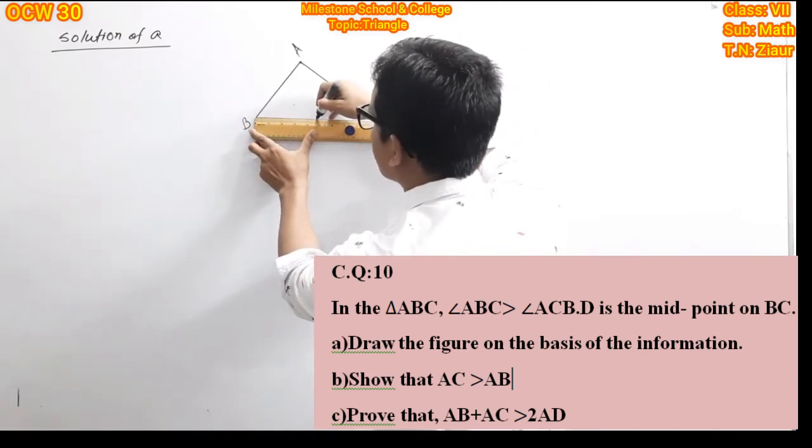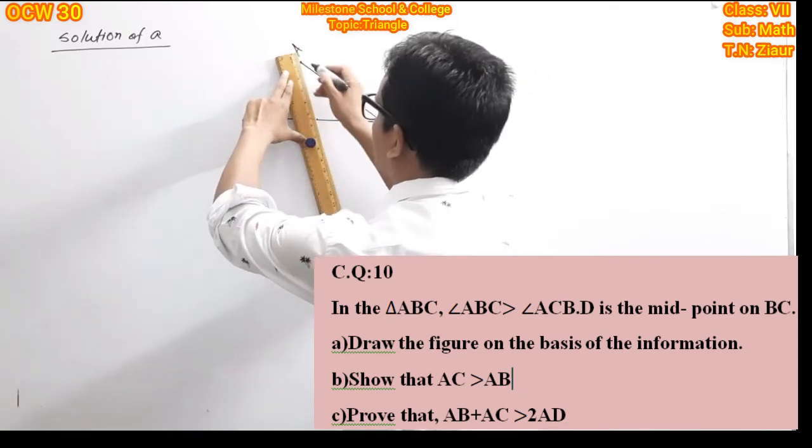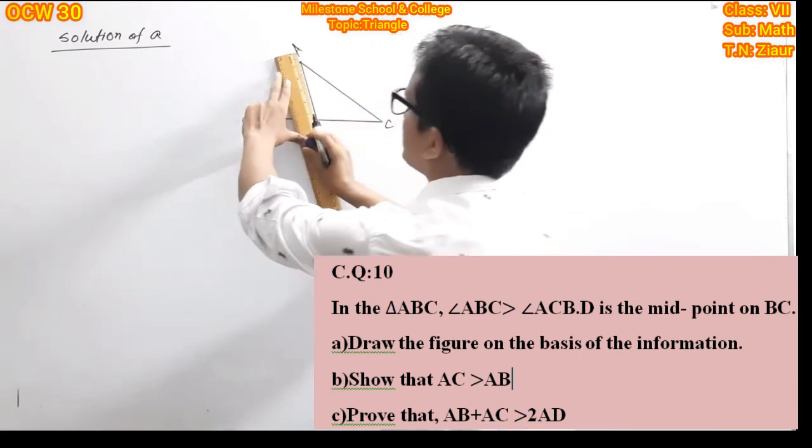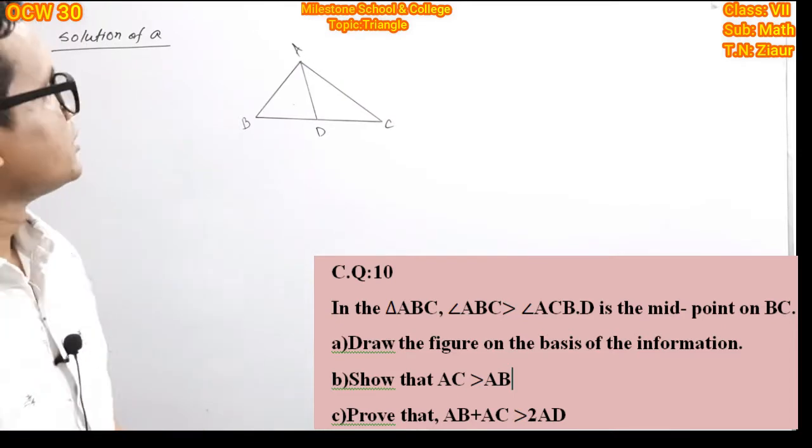Okay, students, so like this. This one is a midpoint here, so just join this one. This is the information of A number, so like this way you have to draw the A number question.